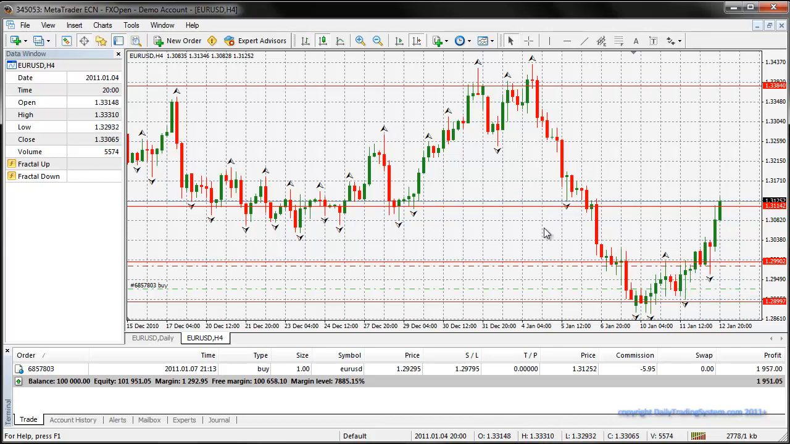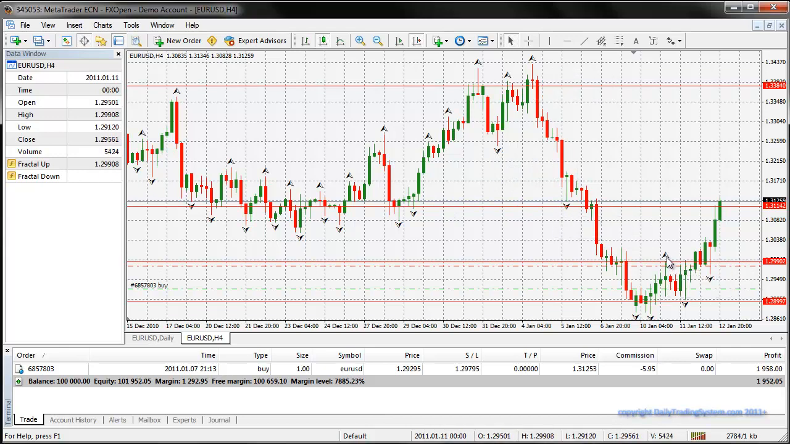My take profit point would be this down fractal right here, or I'd be looking for another up fractal. Now this will be my first target, then my second one will be this target here, and then my third one will be at the top here. So those are my target levels. Alright, that's for a buy trade.